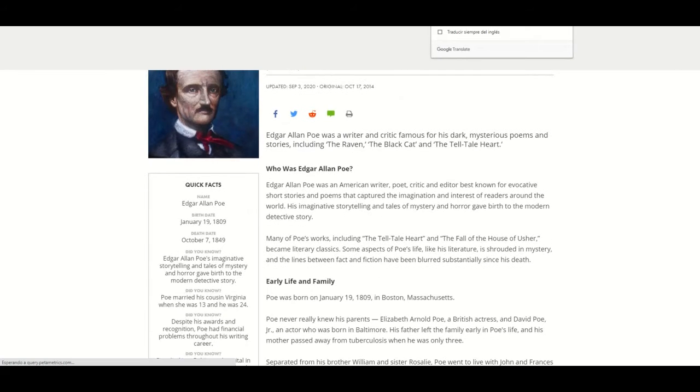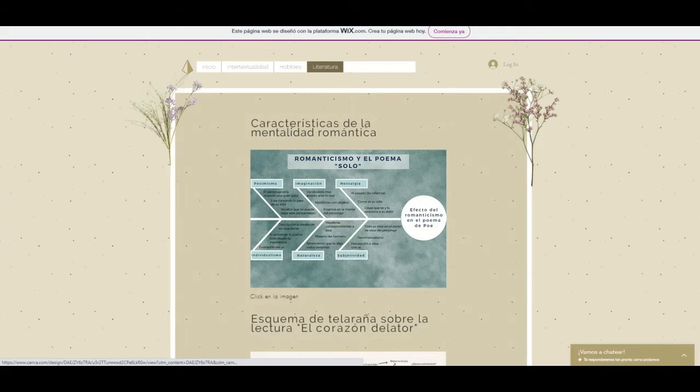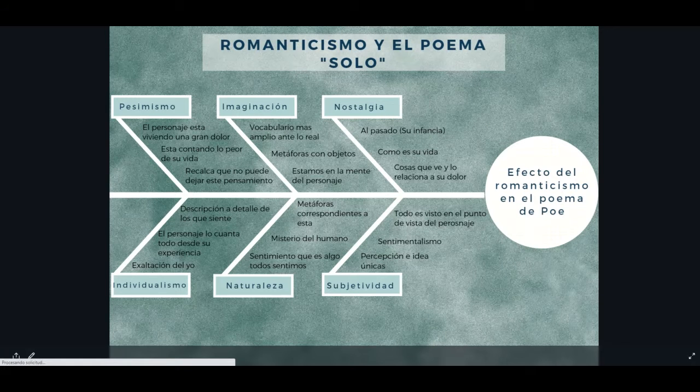The second link is the biography of Edgar Allan Poe. Then is the stage 1 to 4 in Spanish. At first, it has a fishbone outline, or a cause and effect scheme, about the effects of romanticism in the poem "Alone" by Edgar Allan Poe.